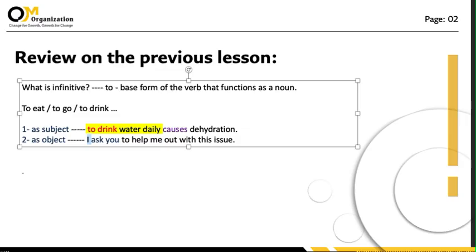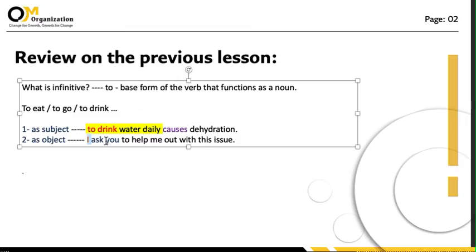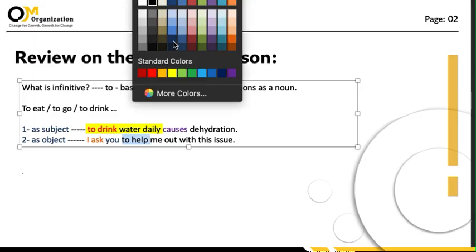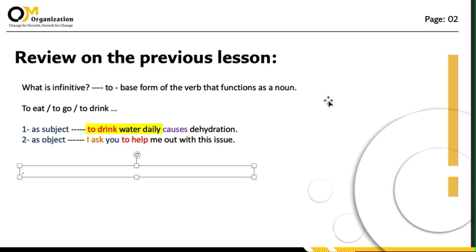I, here, is your subject. Ask is your verb. You, to help here. To help is your infinitive clearly, right? Up to here we've understood that this is the object one, this is the subject one, so we can use infinitive as object and as subject. Up to here we've understood this one. This was a small review on the previous lesson.